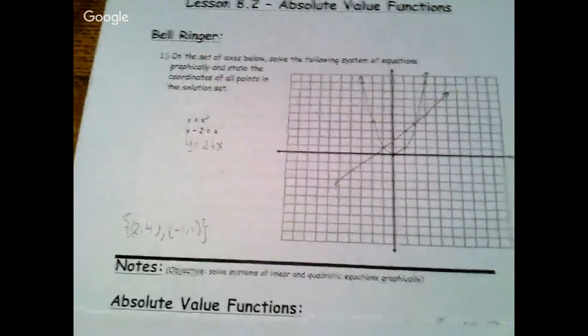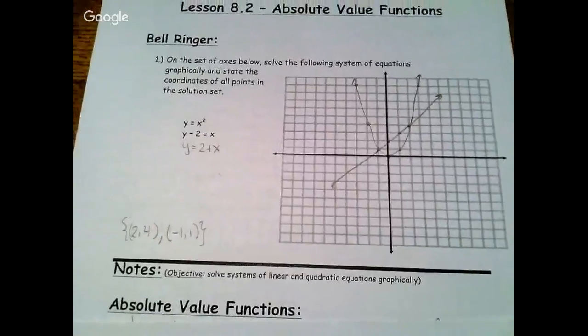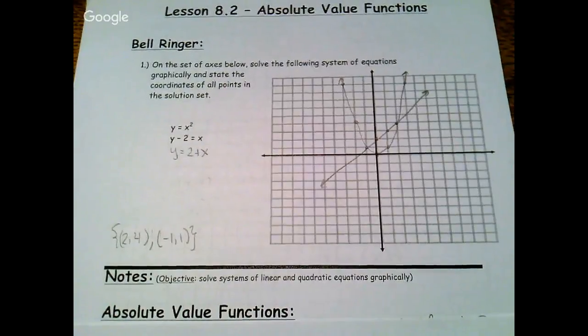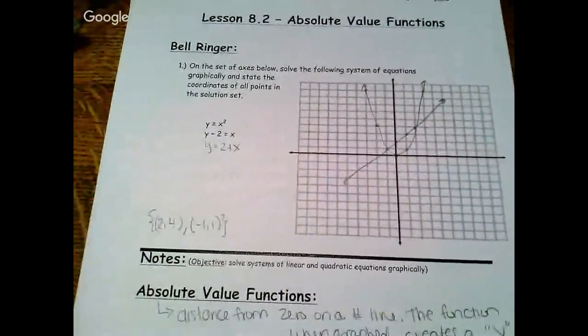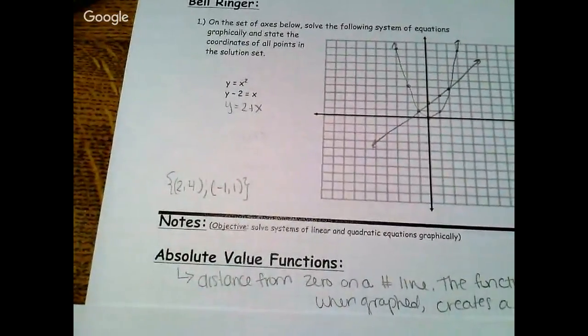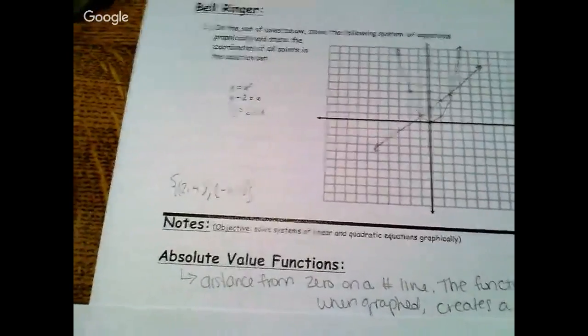So the first thing that we talk about is the absolute value function. And we've seen absolute value before, right? We know that it is the distance away from 0. That's what it calculates. So if you're a negative number, we instantly know that you turn positive because distance is always positive. So the absolute value function is the distance from 0 on a number line.